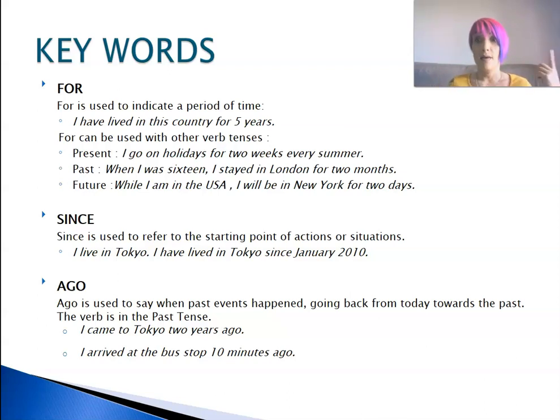Right? Whereas ago is used with the past simple, not with the present perfect. Ago is used when past events happened. So we're going back from today towards the past, and we use it with the past simple, not with the present perfect. I came to Tokyo 2 years ago, or I arrived at the bus stop 10 minutes ago. So I use the time and then I write ago.